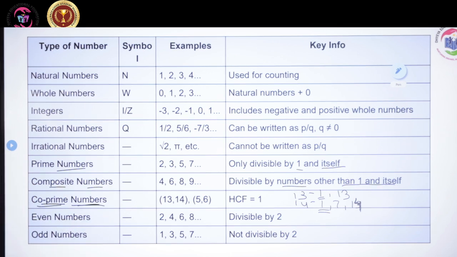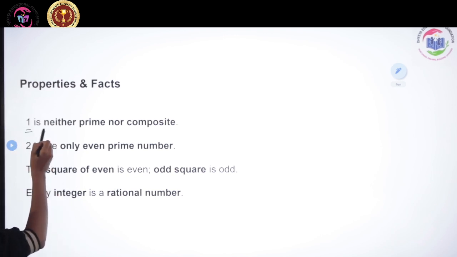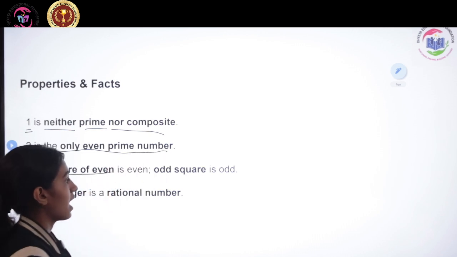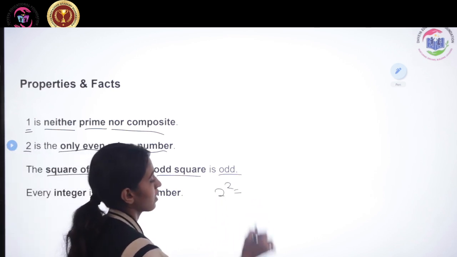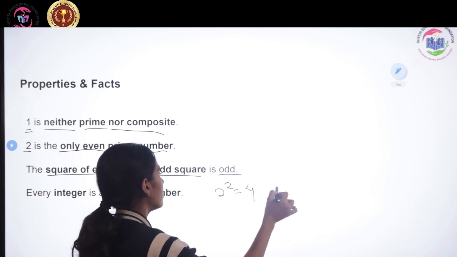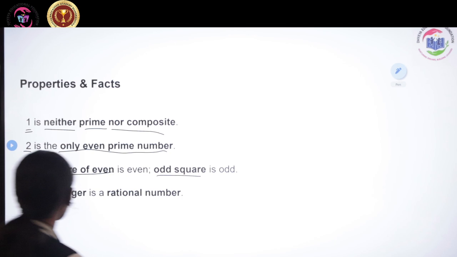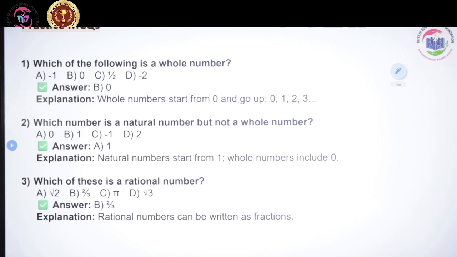An even number is divisible by 2, an odd number is not divisible by 2. Again, some properties and facts about numbers. 1 is neither prime nor composite. Write it in your notebook. It is also important: 2 is the only even prime number. The square of an even number is even and the square of an odd number is odd. If I take 2 squared, it is 4. What is 3 squared? 9. One is even, one is odd. Again, every integer is a rational number.